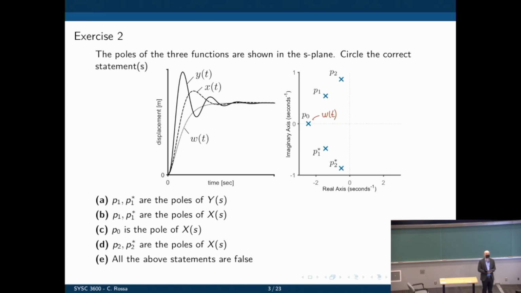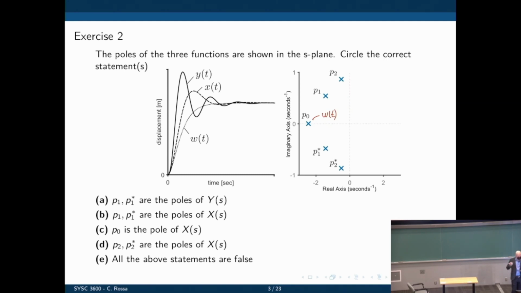Correct. Exactly. That's exactly what it is. P0 has no imaginary component, and therefore it cannot have any sinusoidal component, it can only have exponential components. And the only function that matches that criterion is W of t.